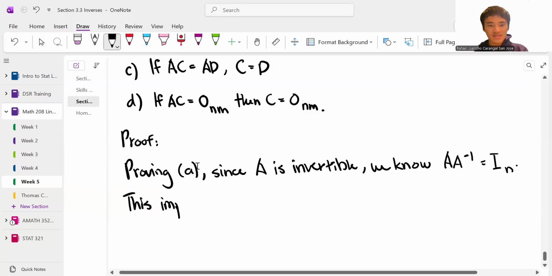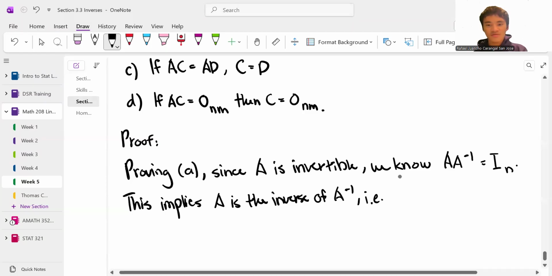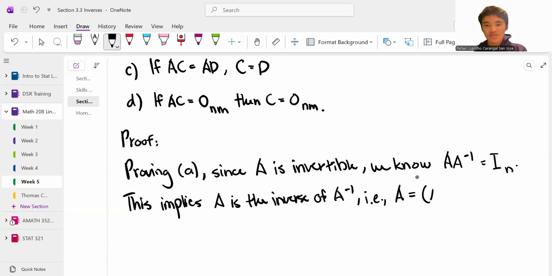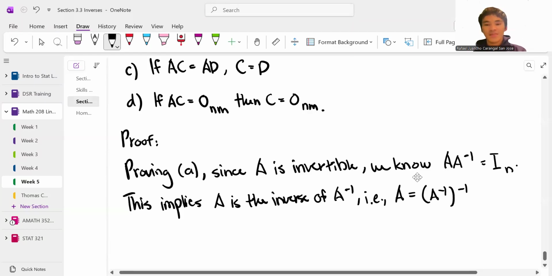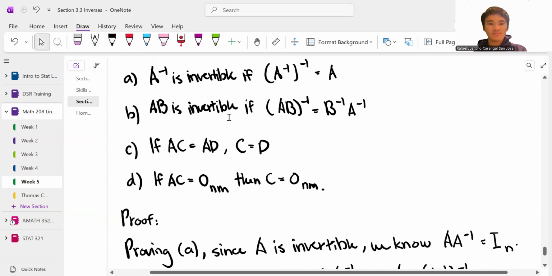And this implies A is the inverse of this A to the power of -1. A way of writing that is A is just the inverse of the inverse of A. So that's how we prove A.